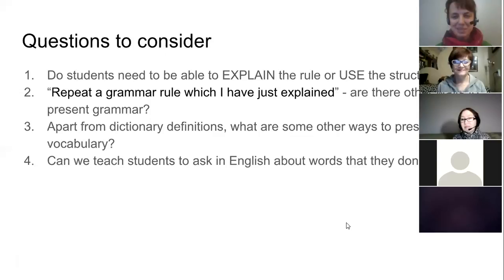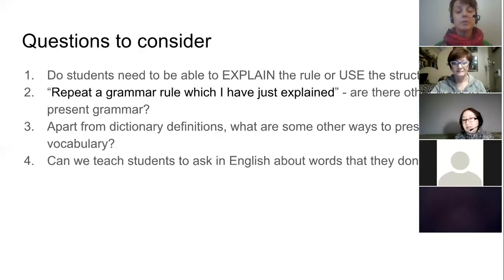Hopefully it appears again. Now let's look at some questions to consider about those situations when they switch to Russian. So first of all, do they need to be able to explain the rule or to use the structure? Let's think about it. No. Not just to explain the rule. We should show how to use this, but not explain. How to use exactly.